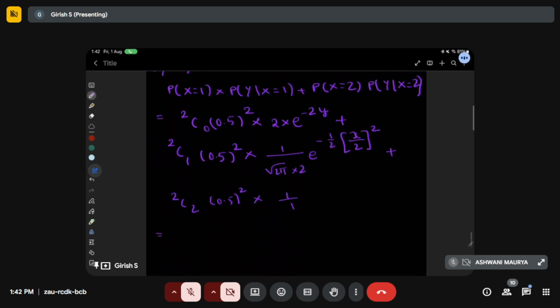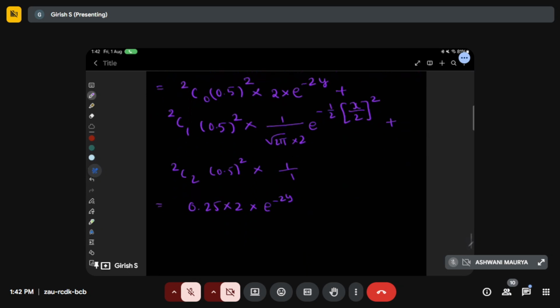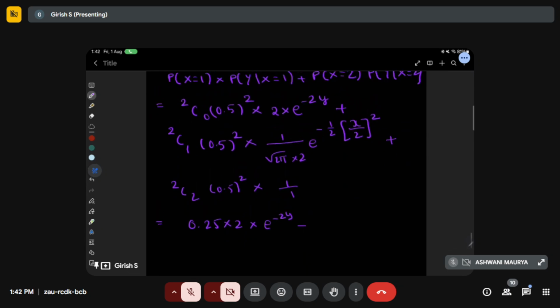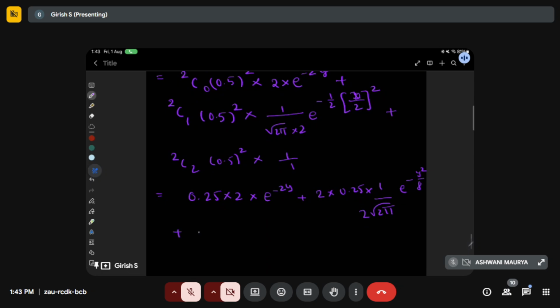So this is basically 2c0 is 1 into 0.25 into 2 e power minus 2y plus 2 into 0.25 into, how can I simplify this? 2 root 2 pi into e to the power minus, this is basically y, I can just solve it, y square by 8, and this can be written as 1 into 0.25 into 1.